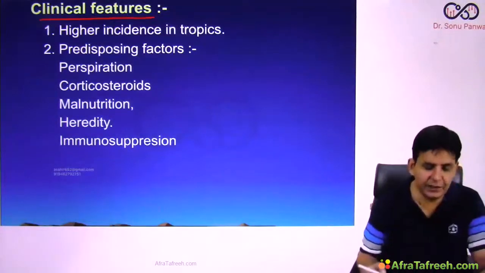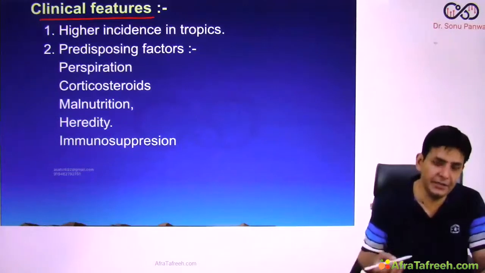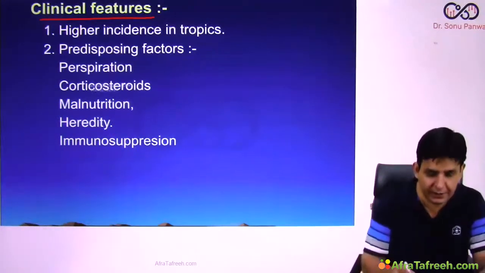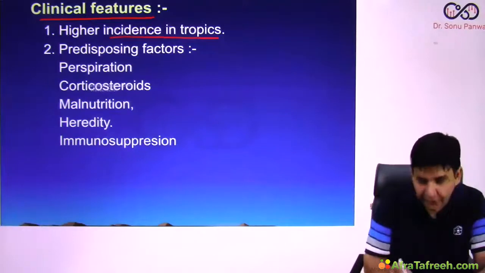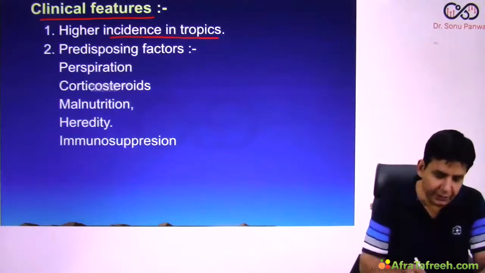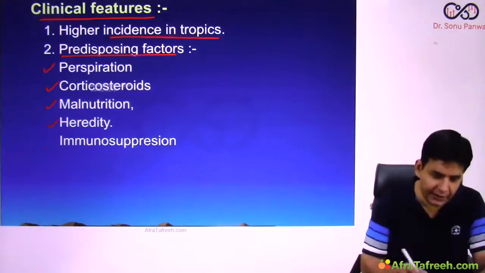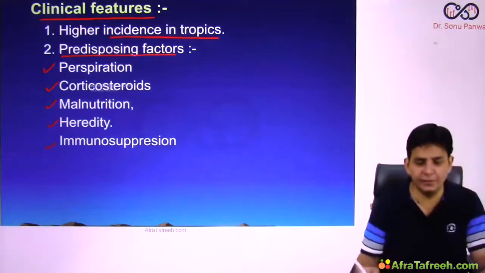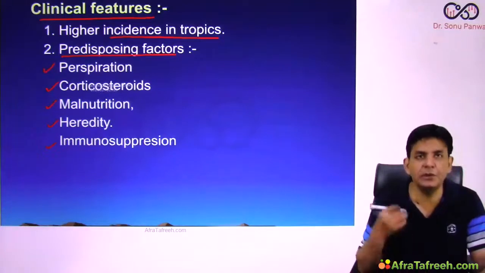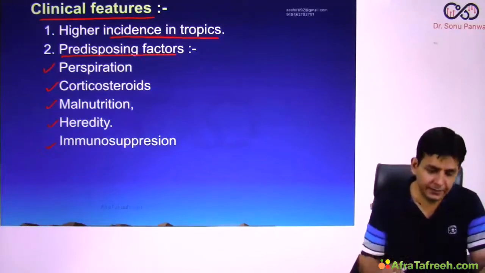What are the clinical features? Why does tinea versicolor happen and where does it happen? The incidence is more in the tropics. Okay. And what are the various predisposing factors? The first one is perspiration. Okay. Then corticosteroids, prolonged corticosteroid use, malnutrition, hereditary factors or immunosuppression. These are the various factors which predispose to tinea versicolor. Okay.